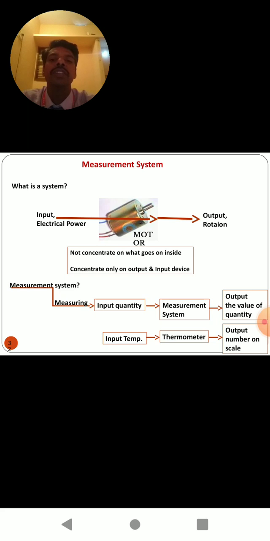In this lecture, we are going to discuss what a system is, the measurement system, the classification of open loop and closed loop systems, and finally, what is an automatic control system. Let us discuss one by one.